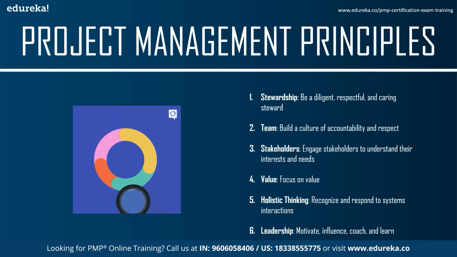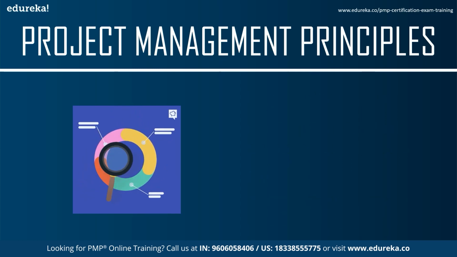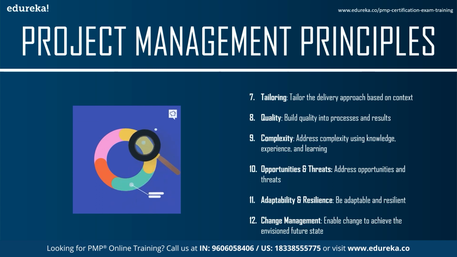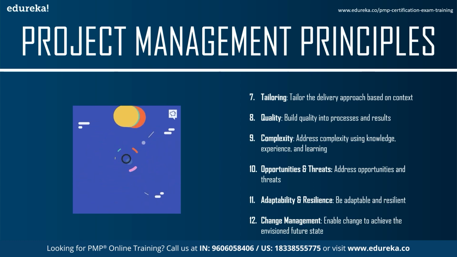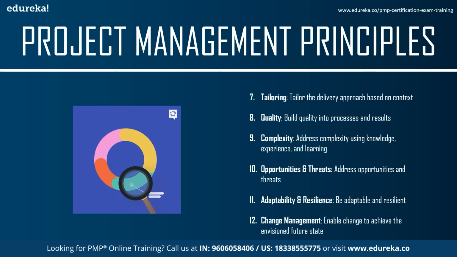The fifth principle is holistic thinking. Recognize and respond to the system's interactions. The sixth principle is leadership. Here you'll have to motivate, influence, coach, and learn. The seventh principle is tailoring, where you will have to tailor the delivery approach based on the context. The eighth one is quality. It is important to build quality into the processes and results, that is the outcome. The ninth principle is complexity. You will have to address complexity using your technical knowledge, your experience, and also the learning throughout the project.